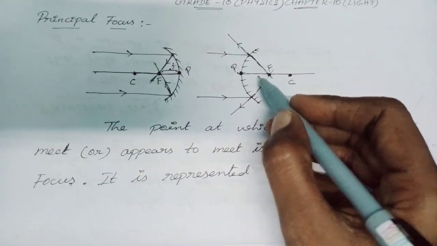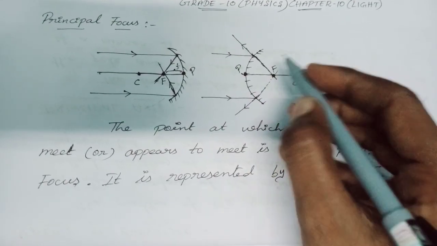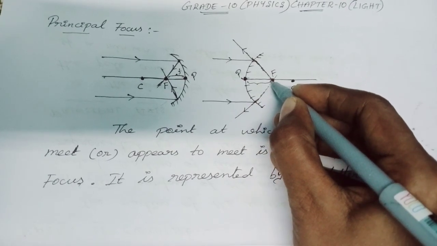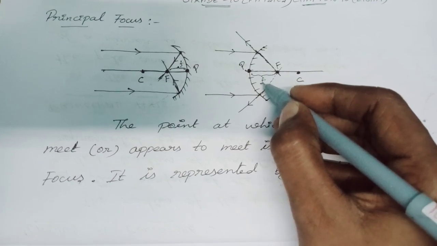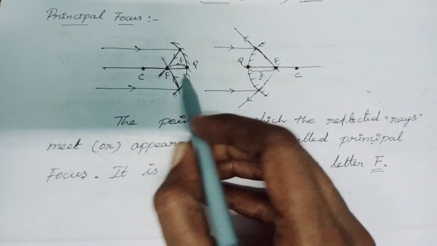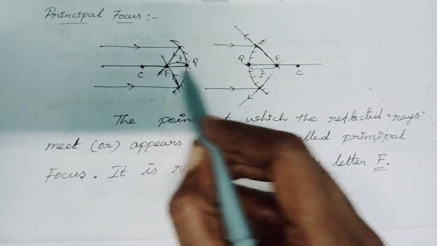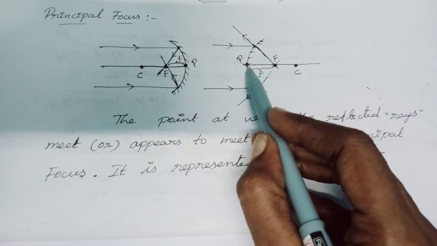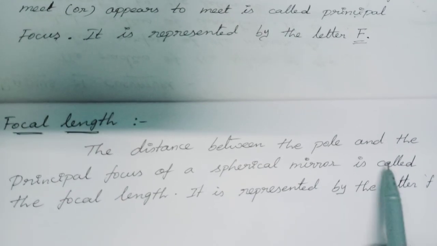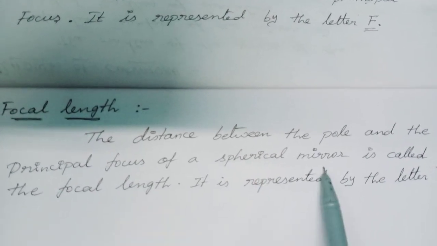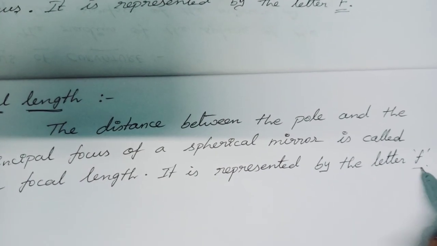For a convex mirror, the distance between the pole and the principal focus, this distance, is called what? Focal length, and it is represented by the letter small f. So this is the focal length, the distance between the pole and the focus. So see the definition: the distance between the pole and the principal focus of a spherical mirror is called the focal length, and it is represented by the letter small f.